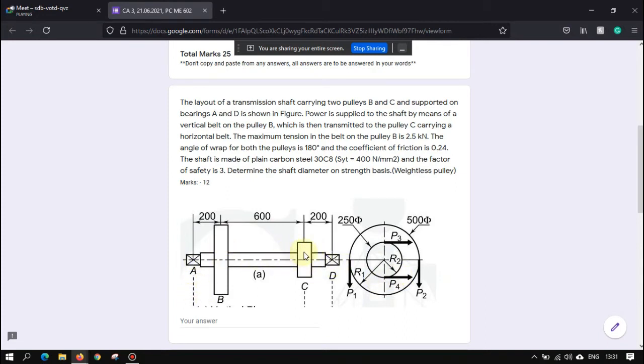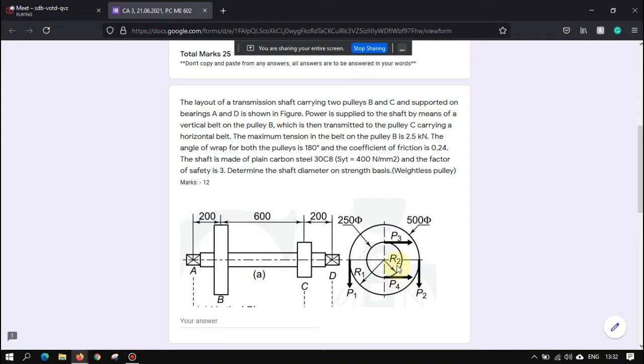So two pulleys are attached to a shaft which is supported by two bearings, A and D, on either end. B is vertical, as you can see, and C is the smaller pulley, and it is over here.